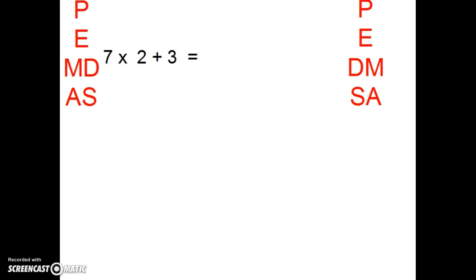On the rest of them, I'm going to give you a chance to try it out first, and then I'll come through and you can just stop the video on each one. Multiplying is above adding, so I'm going to do 7 times 2 first. 14 plus 3 gets me to 17.